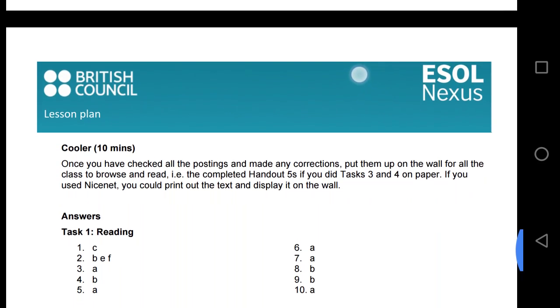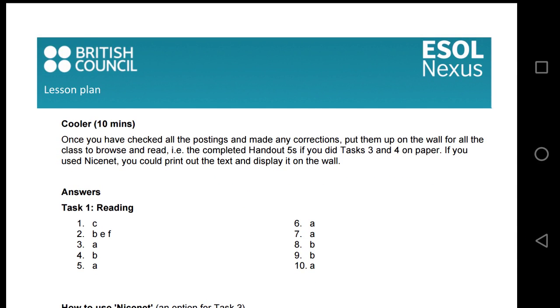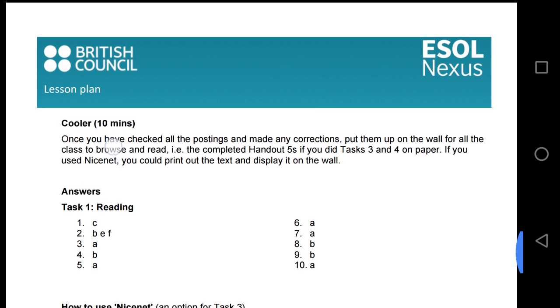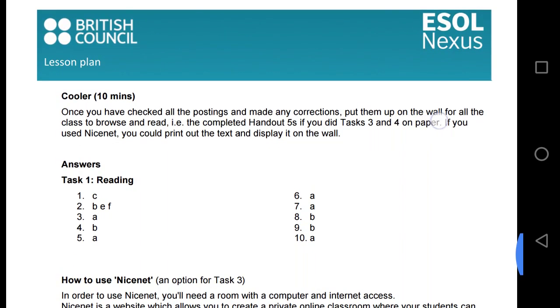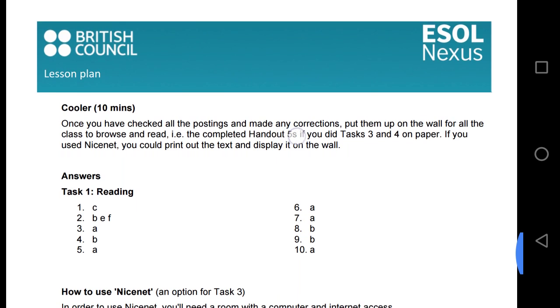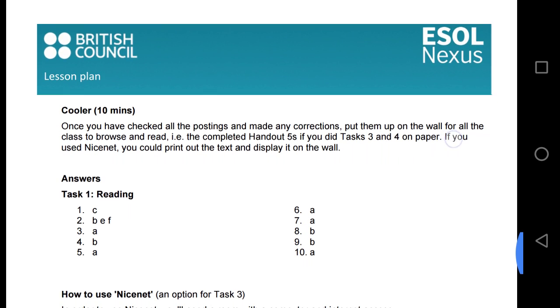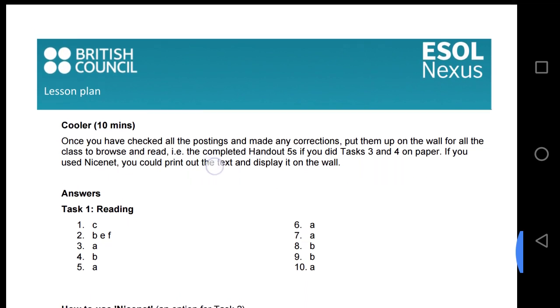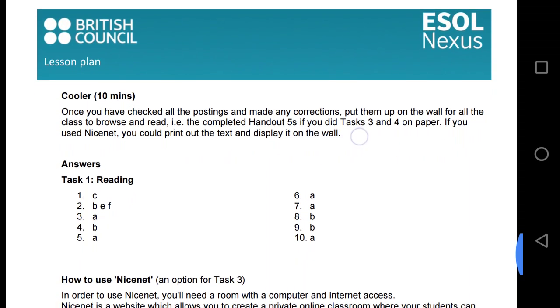All right. And then this cooler, it doesn't really feel like a cooler to me because you're just posting all of them on the wall so that the class can read. I mean, yeah, it could take 10 minutes, but I'm not sure about that.